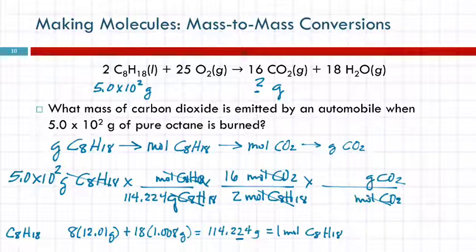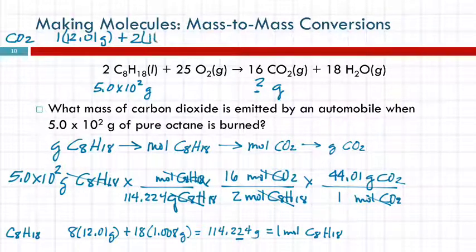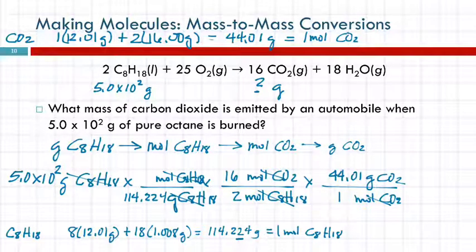And then over here we need the mass of CO2, which is 44.01. But let's write that out. We'll go way up at the top. For CO2, it's 1 carbon, 12.01 grams, plus 2 times the mass of oxygen, and that ends up being 44.01 grams is equal to 1 mole of CO2. So this many grams of CO2 is equal to 1 mole of CO2.